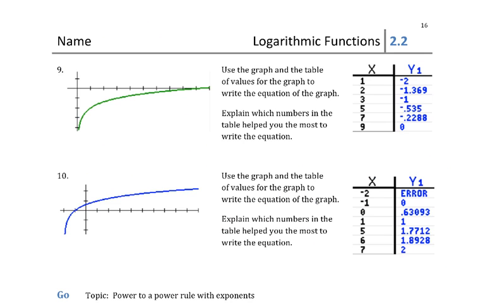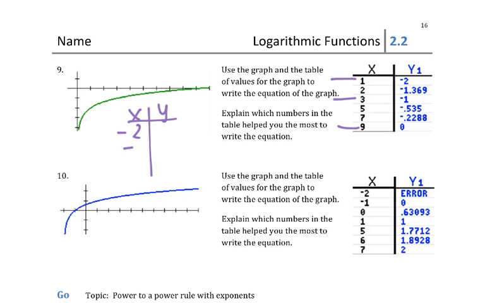Alright, taking a look at the other page. Now it says use the graph and the table of values for the graph to write the equation of the graph. Explain which numbers helped you out the most. Well, I'm going to tell you right now, these numbers that don't have decimals are probably going to be the easiest ones. Okay, because let's flip it around. So let's make our x and our y the inverse.